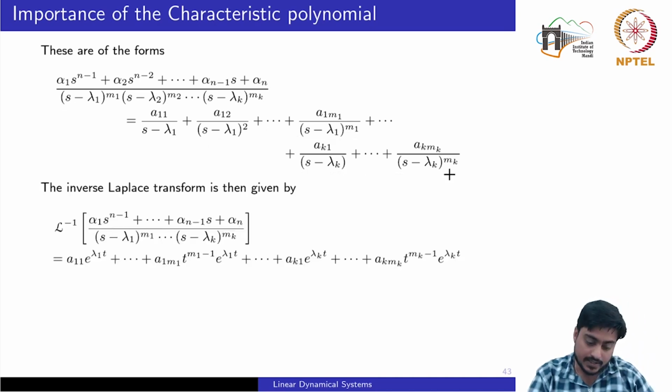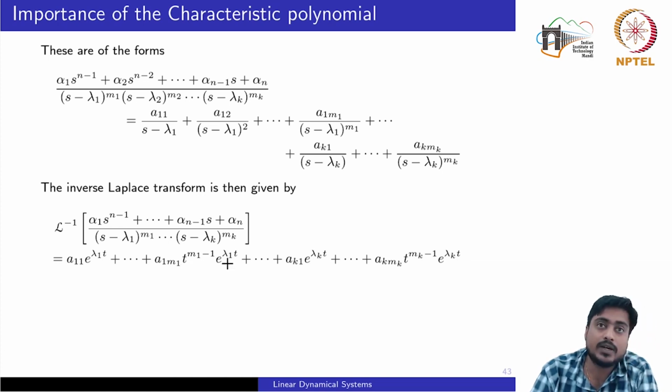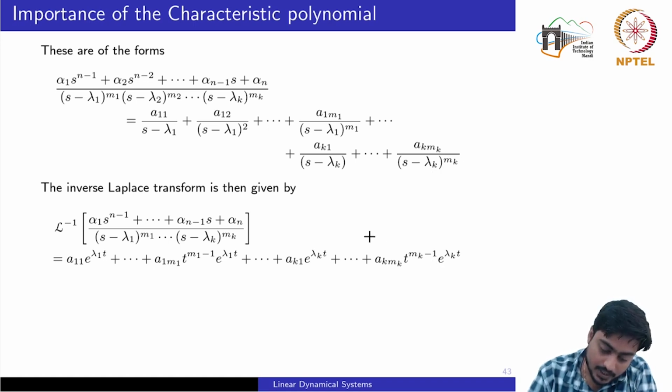Now if I take the Laplace inverse, it would have a11 e to the power lambda 1 t plus a1m1 t to the power of multiplicity minus 1 into e to the power lambda 1 t. Similarly for all these lambda i's, from 1 to k. Now suppose all the mi's are equal to 1 for i equal to 1 up to k. We won't have this term, because if I put m1 equal to 1, it would be 0. So the only remaining term is this one.